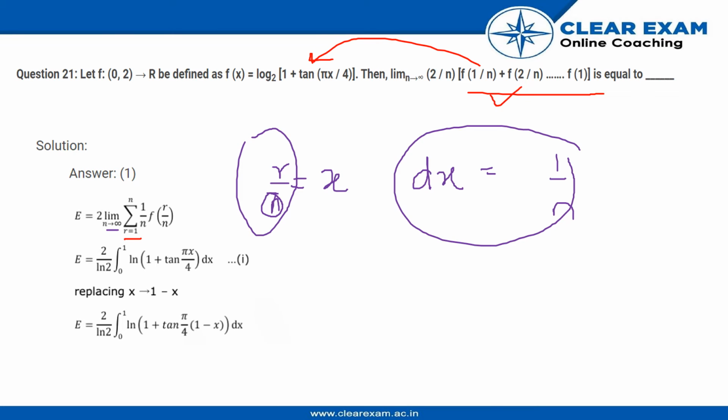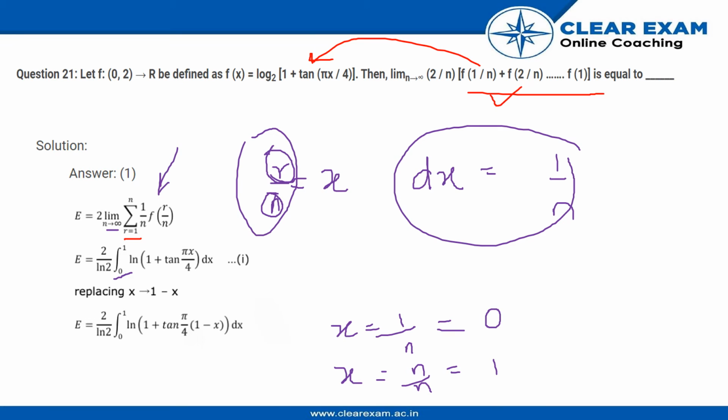Now for the limits, they are from the starting point to the end point. The starting point for the summation is r equal to 1. If I put r equal to 1 over here, we get x equals 1 by n, and what is the value of n? Infinity, and 1 by infinity is 0. So we have the first limit, that is 0. The second limit is x equals n by n, as r is equal to n, which goes to be 1.